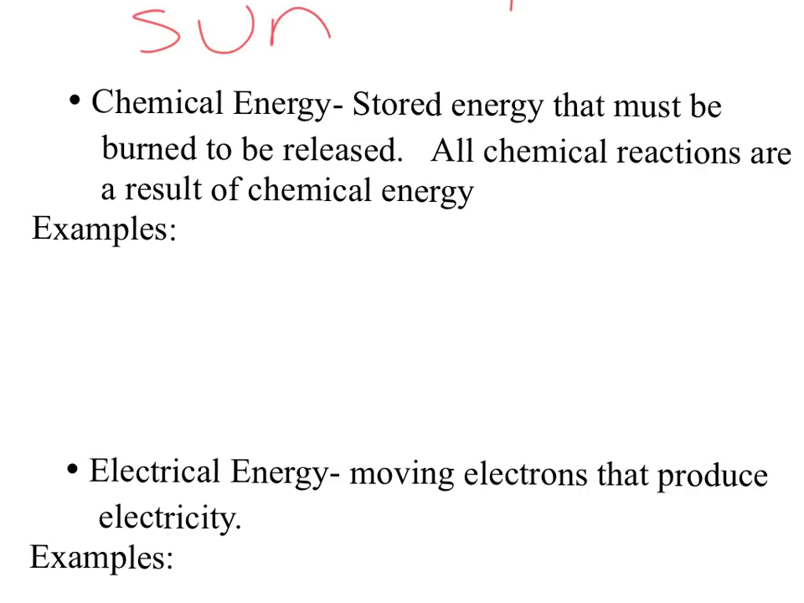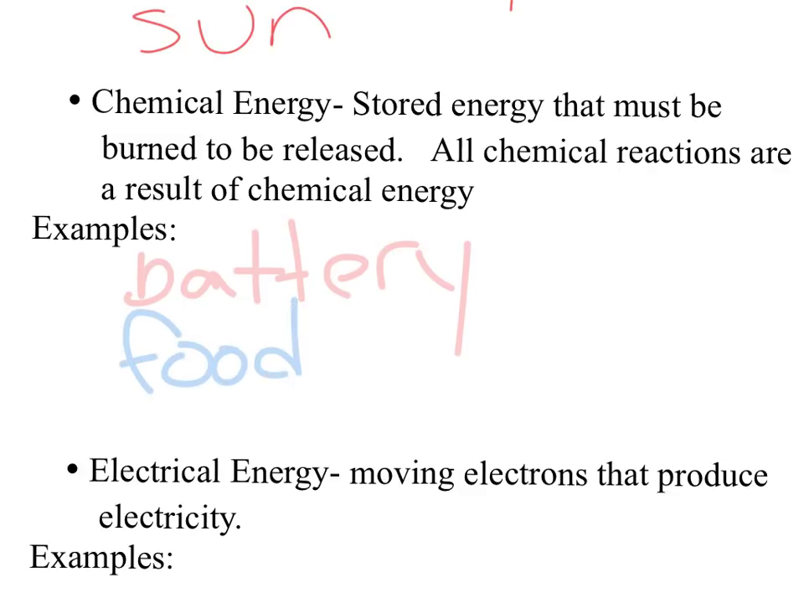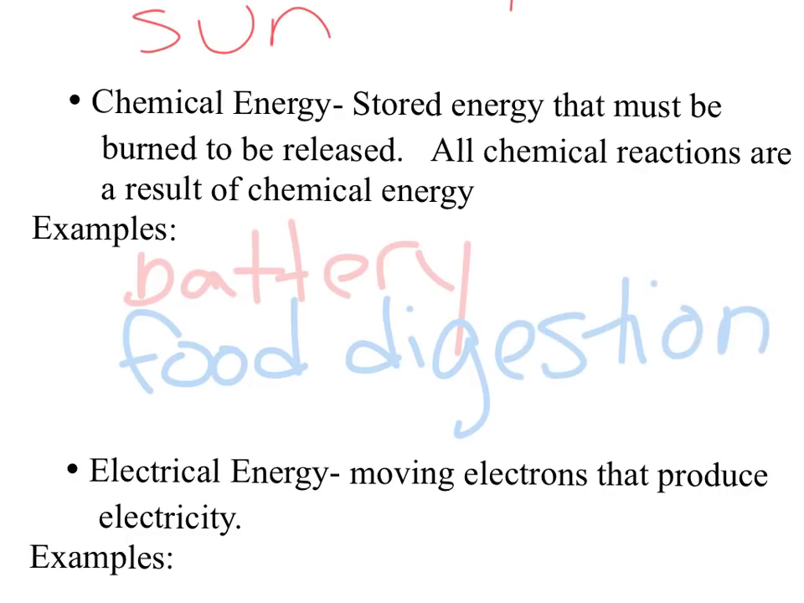The next type of energy is chemical energy, stored energy that must be burned to be released. All chemical reactions are a result of chemical energy. So we've got all types of chemical energy. For example, a battery. A battery would be stored chemical energy. It's from a chemical reaction. Another great example is your food digesting. Your food digesting is a chemical reaction. It is that chemical reaction that breaks down your food and, in effect, burns the calories inside you, and your body changes chemical energy to mechanical energy so that you can move.